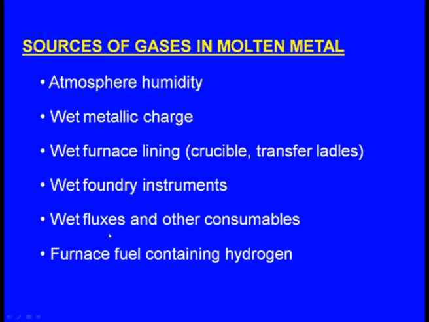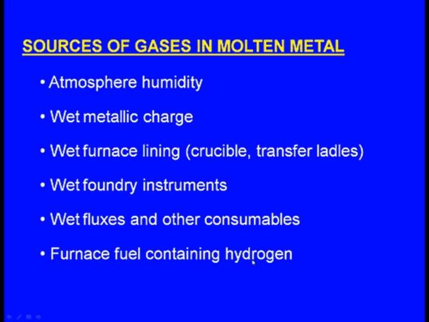Next one, wet fluxes and other consumables. We add fluxes into the molten metal. These fluxes sometimes contain hydrocarbons. These hydrocarbons will decompose and release hydrogen, and other consumables also may contain other gaseous elements. Next one, furnace fuel containing hydrogen. Nowadays most of the time we use electric furnaces. Sometimes we also use oil fired furnaces. What is the fuel? We use some oils as the fuel. So, these are hydrocarbons. When these hydrocarbons are burning, what will happen? Hydrogen will be evolved. So, this hydrogen will go inside the molten metal. So, these are the sources of gases in the molten metal.